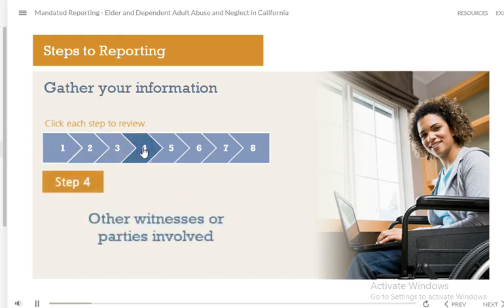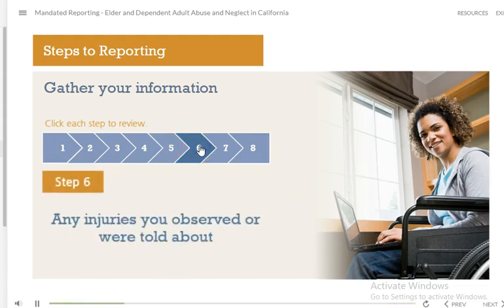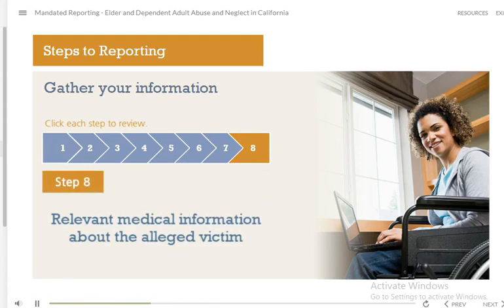Step 4. Include any other witnesses or parties involved who observed or were told about the abuse when you were. Step 5. Include your best estimate of the alleged victim's age. Step 6. Include a description of the injuries you saw or were told about. Step 7. Include whether the alleged victim has or appears to have a physical disability, intellectual disability, or mental health issue. And Step 8. Include the alleged victim's relevant medical history and any medications they are taking if you have this information.